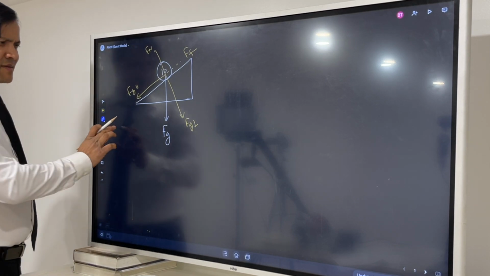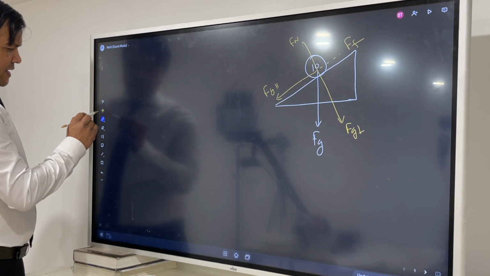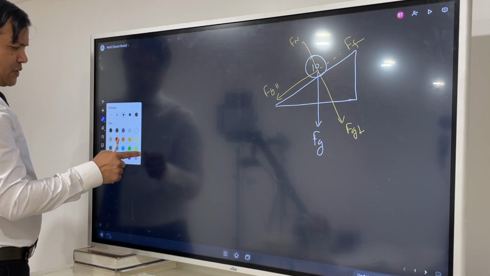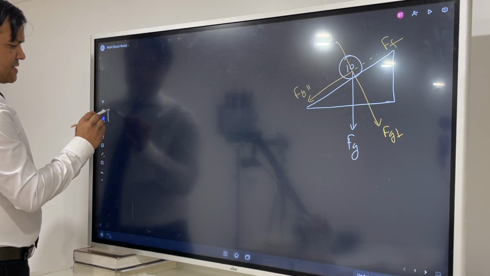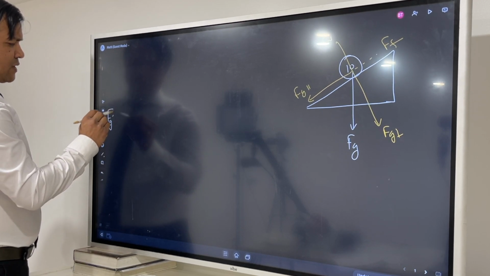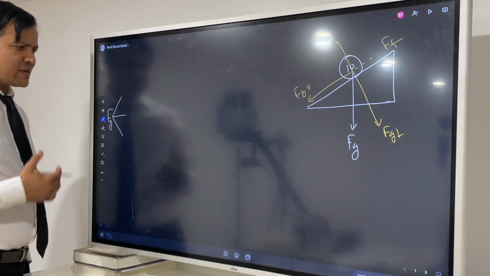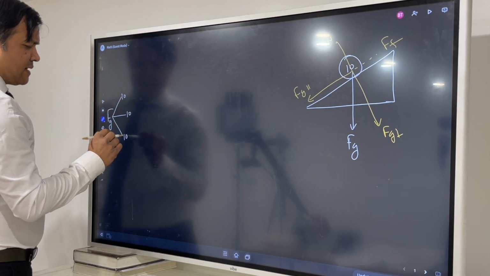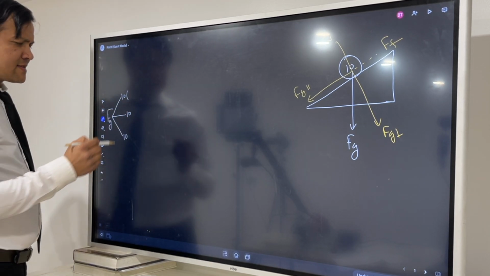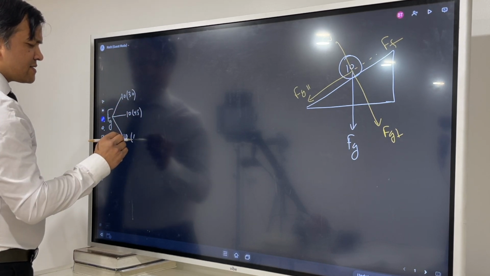Now let's calculate them. So Fg has two components. I'm going to put it here. Now we're going to consider three different scenarios. First scenario, we're going to use a 10 kilogram mass and we use different angles. Let's start at 30, 45, and 60.